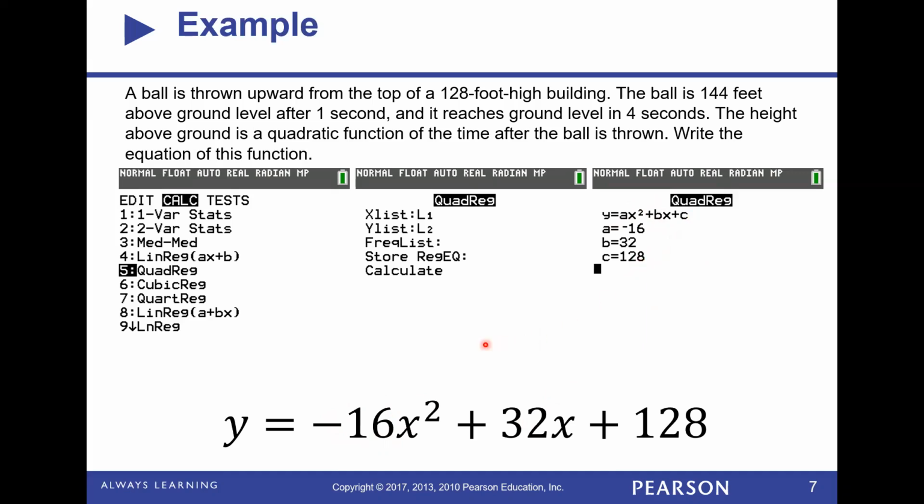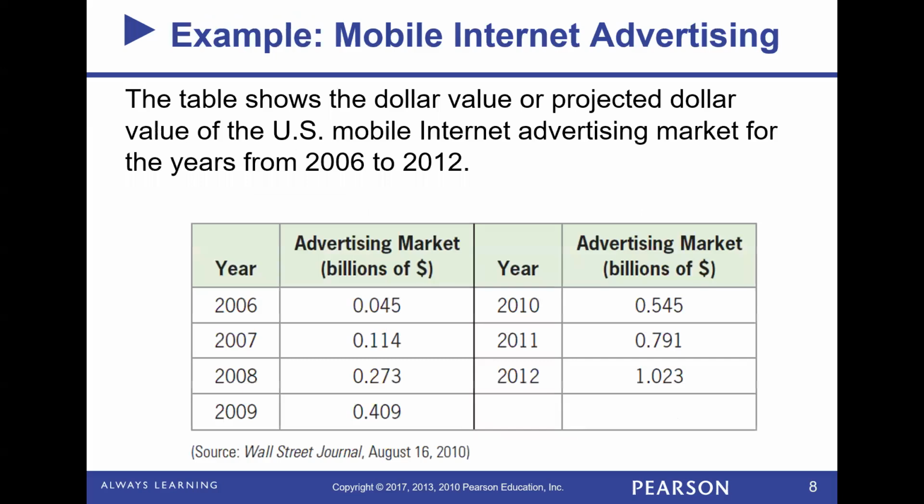Okay. Now, so let's do this again, but let's do this with not just 3 ordered pairs. Let's do it with a little bit more. Okay, so let's start here. And one of the first things I want to do is I've got this beautiful table, and we're going to show the value of the projected dollar of the U.S. mobile internet advertising market for X years between 2006 and 2012.